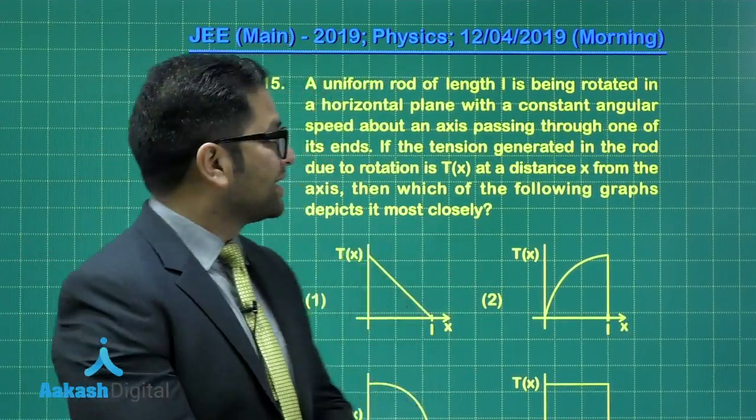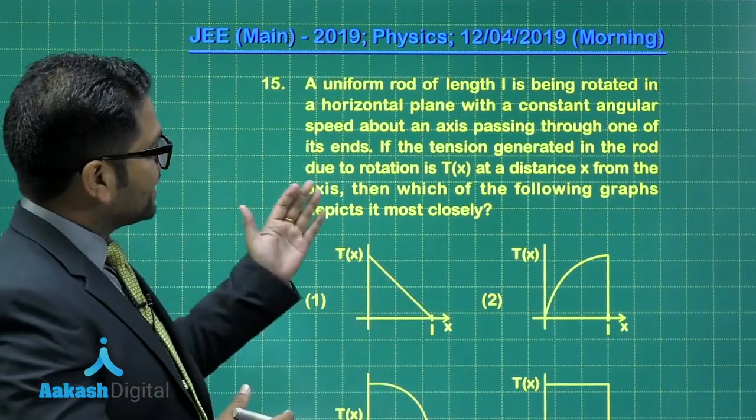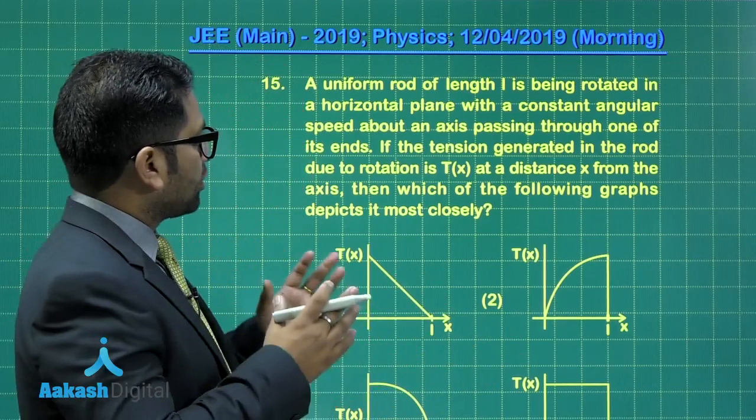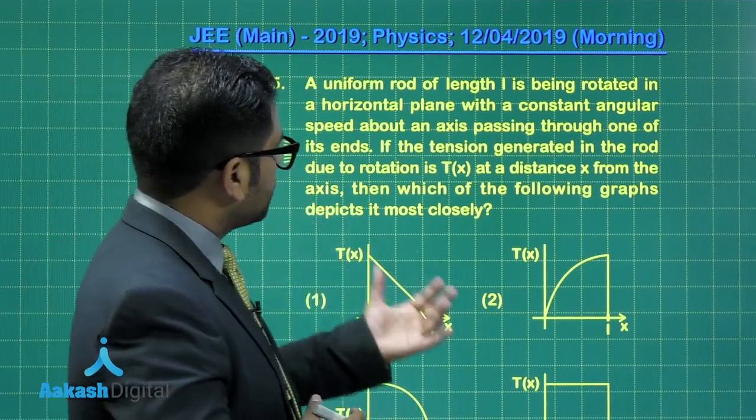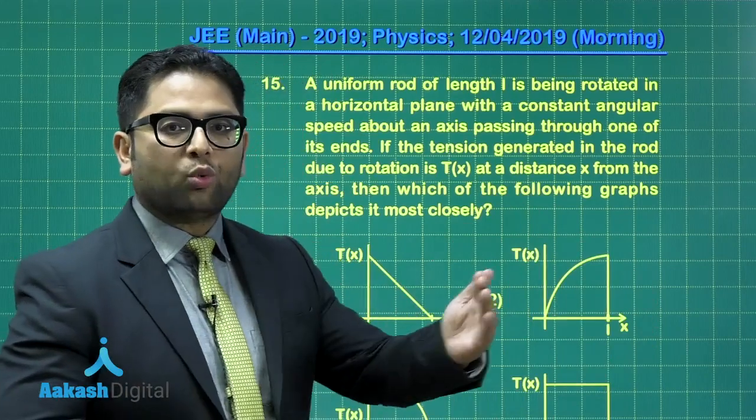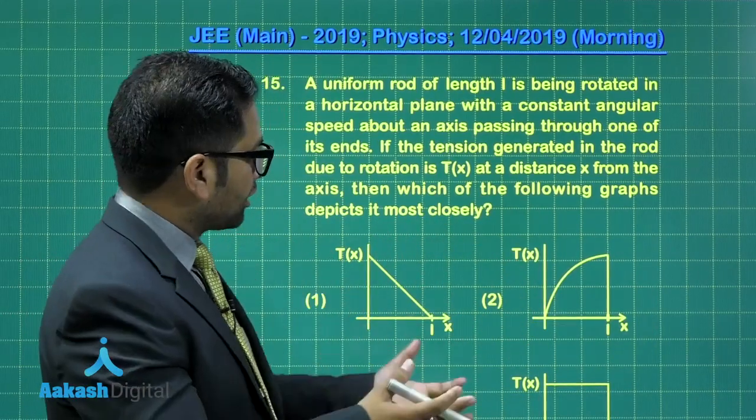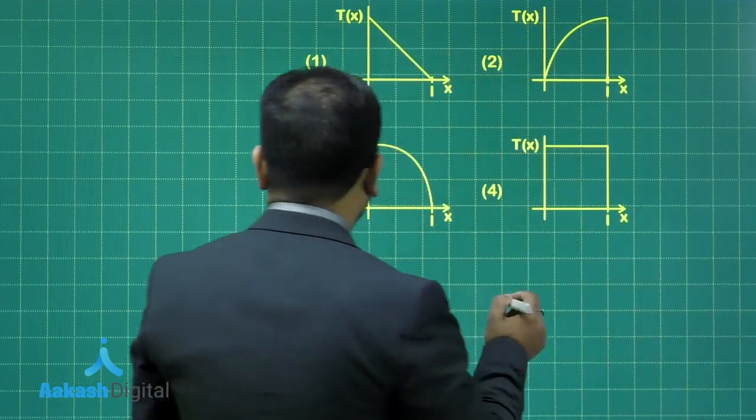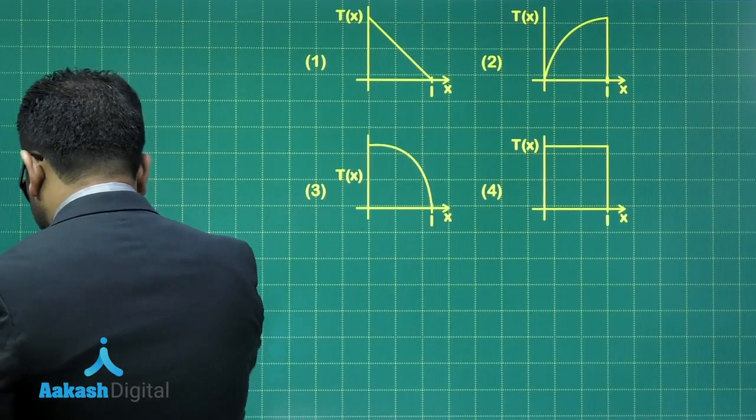Proceeding forward, question number 15. Now, this requires a bit of calculation, and it says there is a uniform rod of length L which is being rotated in a horizontal plane with a constant angular speed about an axis passing through one of its ends. And we need to calculate the tension as a function of distance x from one end, and that end is of course the center. And apart from calculating, we need to plot the variation of tension with respect to x. So these are the four options among which we are going to choose the option which matches the best.